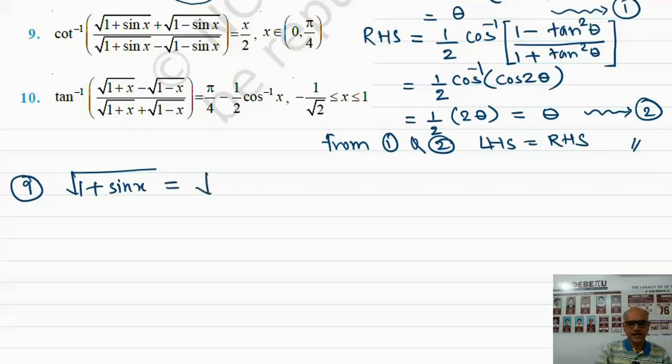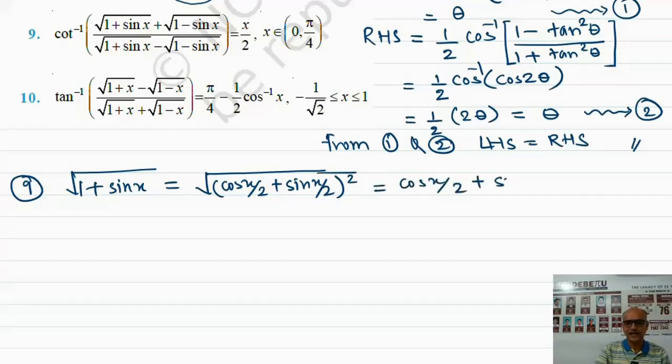1 plus sin x is the formula for (cos x by 2 plus sin x by 2) whole square. So the square root and the square get cancelled. You will have cos x by 2 plus sin x by 2. Similarly, if it is the root of 1 minus sin x, it is the formula of cos x by 2 minus sin x by 2.